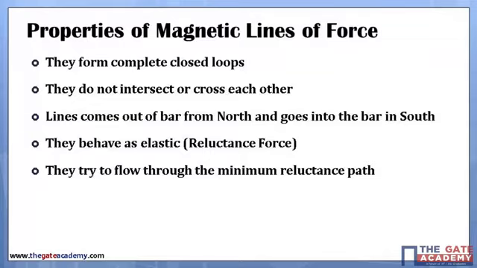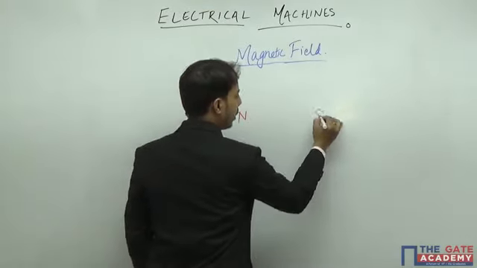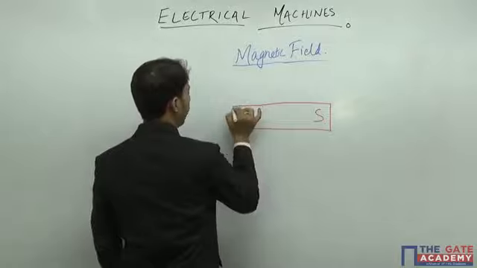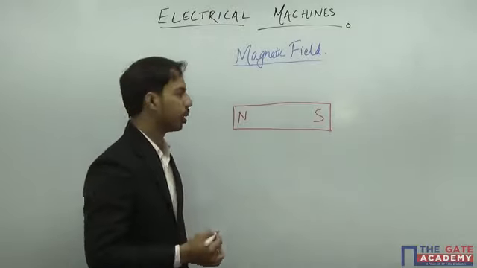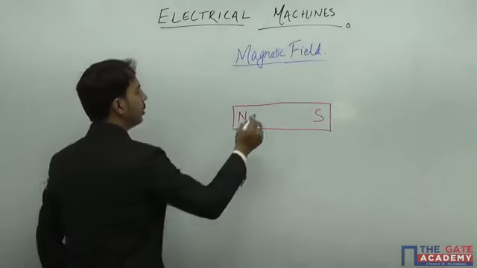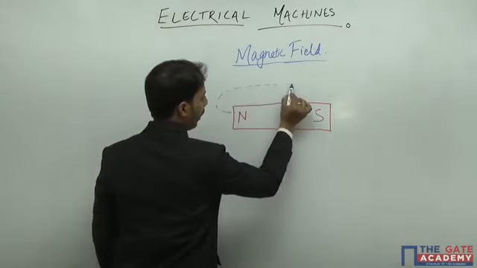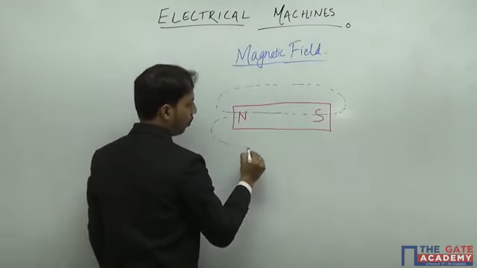Now the properties of these magnetic lines. The first property is they form complete closed loops. Let us take an example of a bar magnet. There will be a bar here, one side of the bar will be the north pole, the other side will be the south pole. Now they form complete closed loops, that means if a magnetic line or magnetic field starts from this particular point, it will form a closed loop.